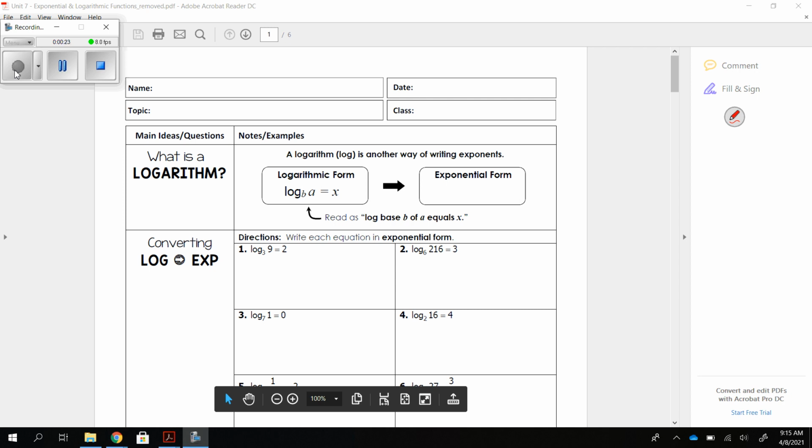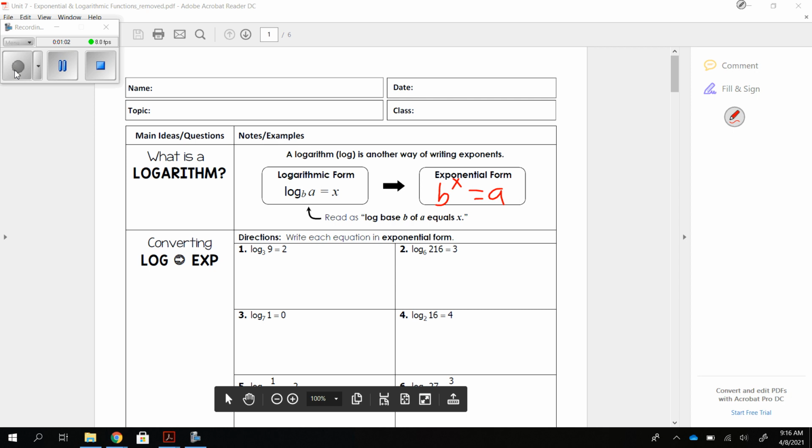The log form is log b of a, where b and a will be numbers, equals x. X is a number as well. This is just the basic version of it. And the exponential form of that is b to the x equals a. So b to the x, where x is the exponent, equals a. You read it as log base b of a equals x. That's how you read it. And over here, exponential form, b to the power of x equals a.